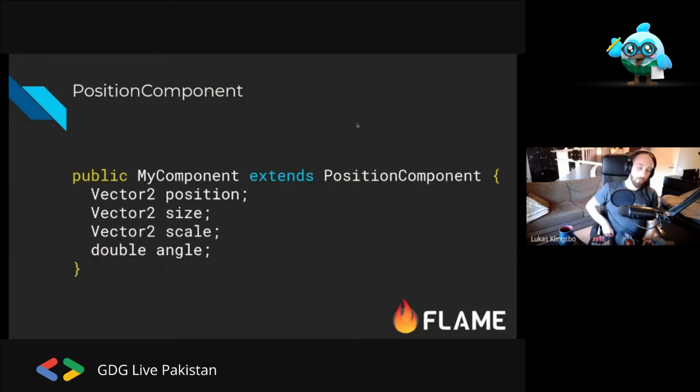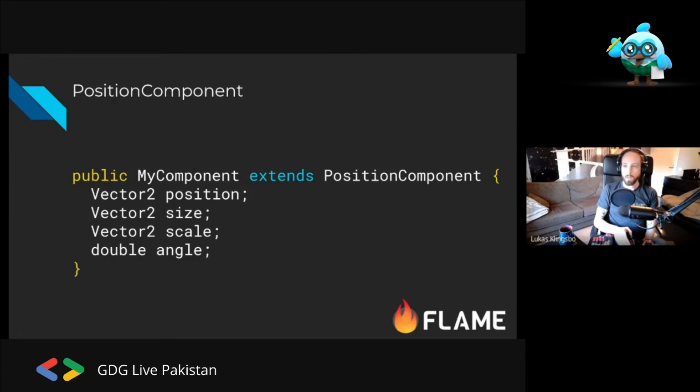So the most common component that we have in Flame is called PositionComponent, and that represents all components that can have a position on the screen. And it can have a size, it can be scaled up, and it can have an angle. So all your enemies and your players and things will all be position components. But if you have components that aren't visible, then they won't be position components, like a timer component, for example, that is just doing things in the background and doesn't have to show anything.